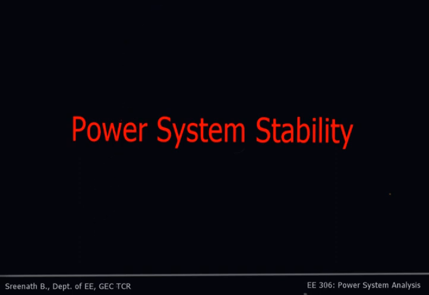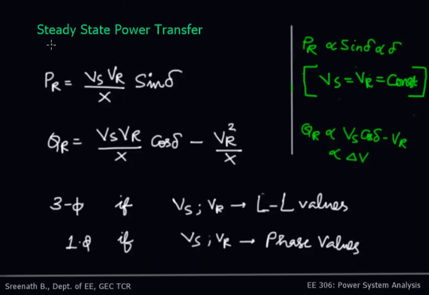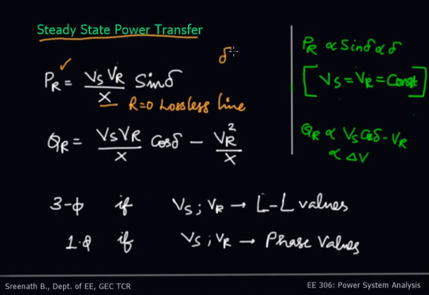Before moving on to the power angle curve, we'll quickly go through some of the things that we have learned in the last lecture. In the last lecture we had seen steady state power transfer. The equation that we derived was PR, that is receiving end power, equal to VS VR by X sine delta. VS is the sending end voltage, VR is the receiving end voltage, and X is the reactance of the transmission line, assuming R equal to 0, or a lossless line. And delta was the angular difference between the sending end voltage and the receiving end voltage.